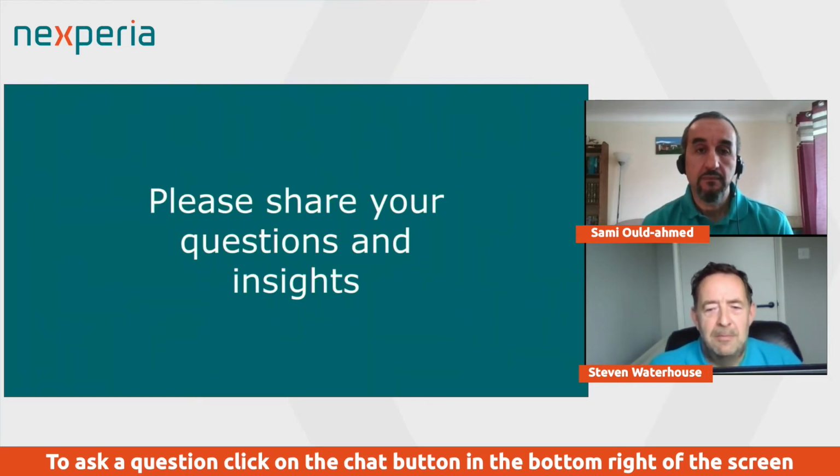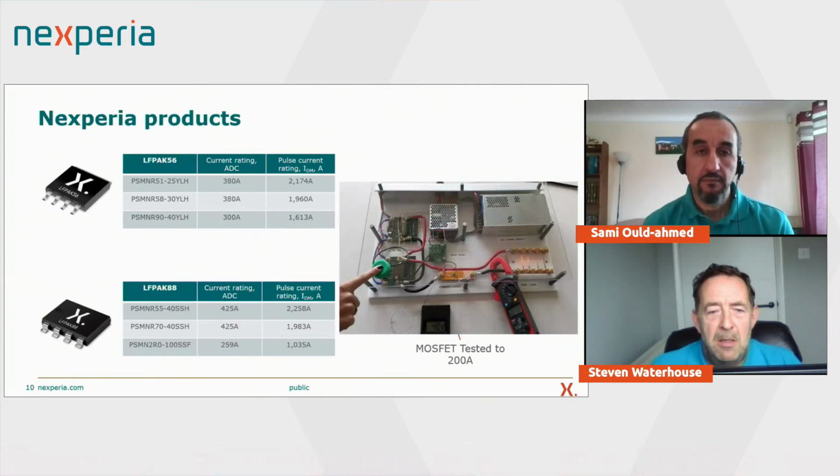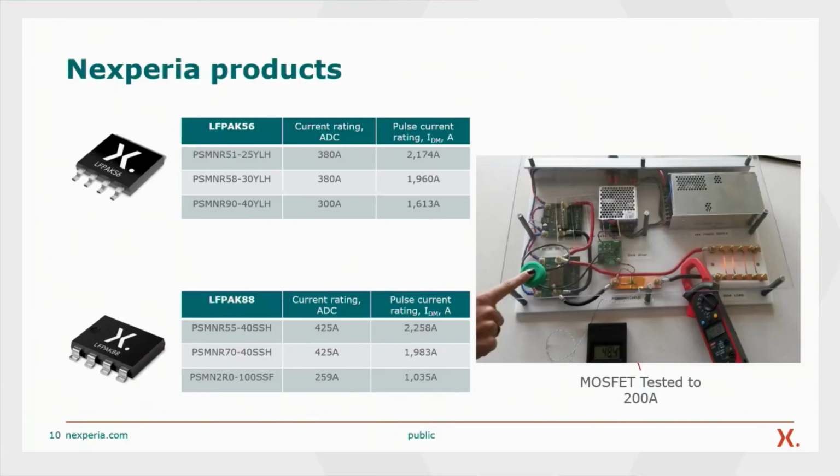Stephen, for the 380 amp, are these devices available now, and do you intend to achieve higher current in future? Yes, the 380 amp R5125YLH is part of a platform that we launched earlier this year. So yeah, that's available now. Or we can provide samples, or it's available to order via your customer service rep.